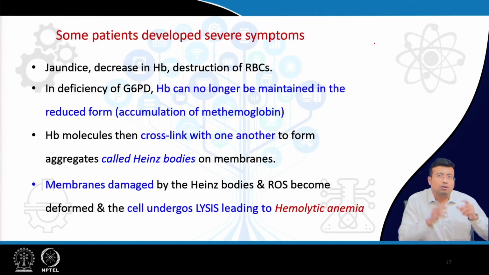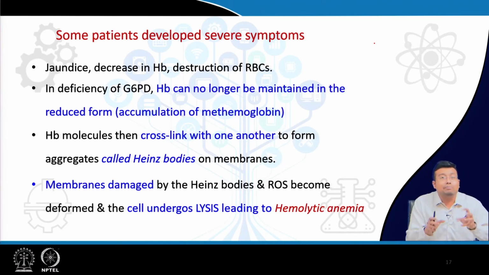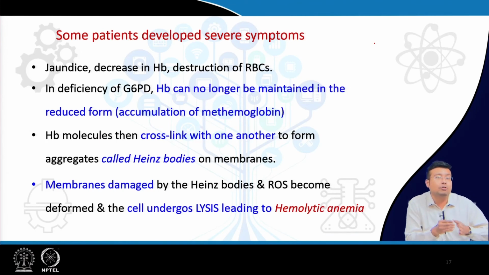Now, after this hemolysis occurs, what happens? First of all, hemoglobin goes out of the cell. This hemoglobin can no longer be maintained in the reduced form, because I told you NADPH is also essential in preventing the conversion of hemoglobin to methemoglobin.